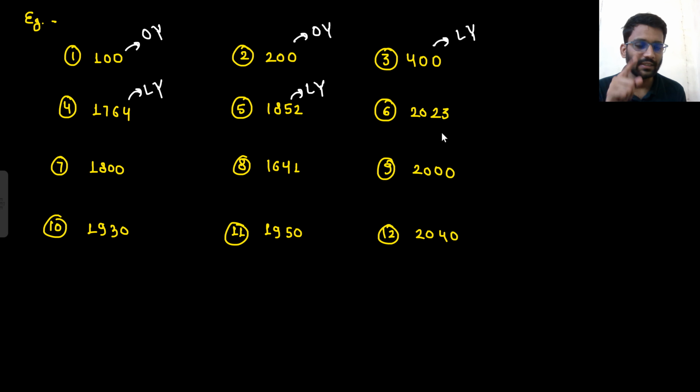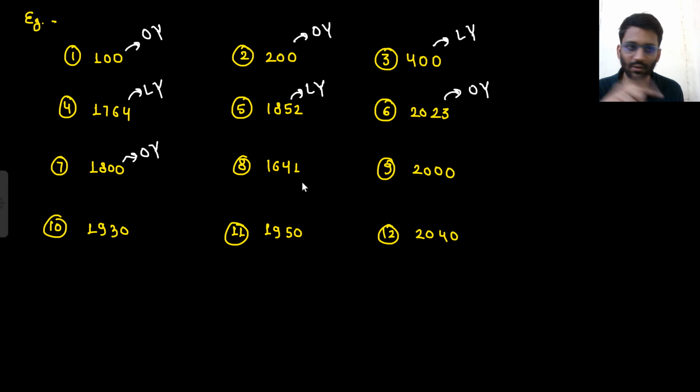Is it a century year? No. Is it divisible by 4? No. That means ordinary year. 23 is not divisible by 4. So, it is an ordinary year. What about this? Is it a century year? Yes. Sorry, is it divisible by 400? No, it is not divisible by 400. That means it is an ordinary year.